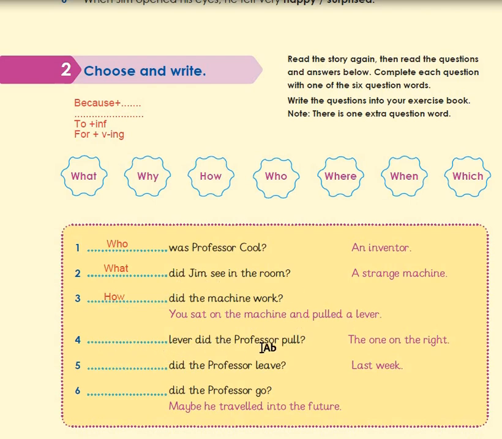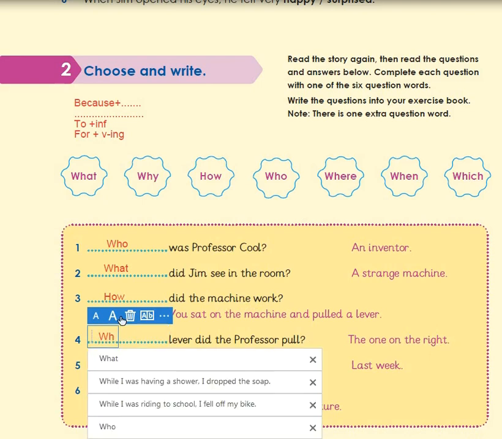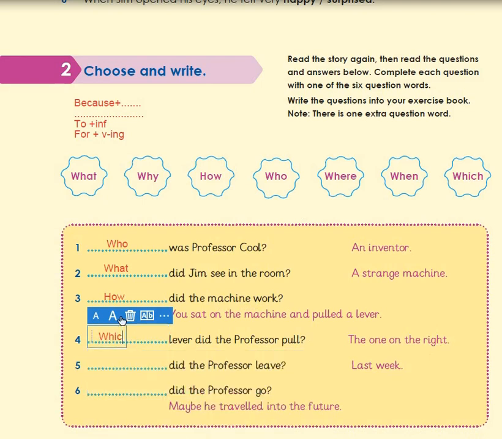Which lever did the professor pull؟ الآن the one on the right. أي مقبض؟ الآن هذا الاختيار. which lever؟ أي مقبض did the professor pull؟ which. اوكي، أداة استفهام بمعنى أي، تستخدم للتخيير. Number 5. Did the professor leave last week؟ الأسبوع الماضي هذا زمان. when. Excellent. Thank you.